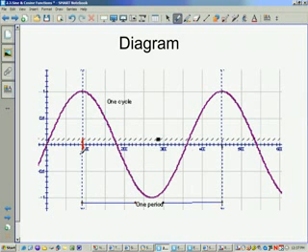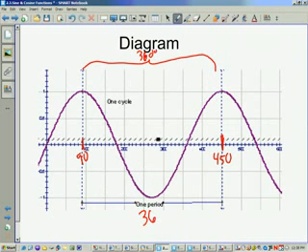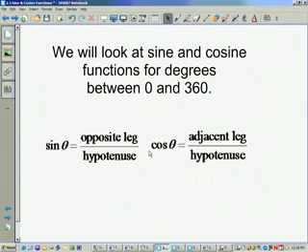If we take a look, this passes here at 90 degrees. It passes here at, what is this, 450? So 450 minus 90 tells us that the period for this function is 360 degrees. So that's the period. The period of the function is 360 degrees.